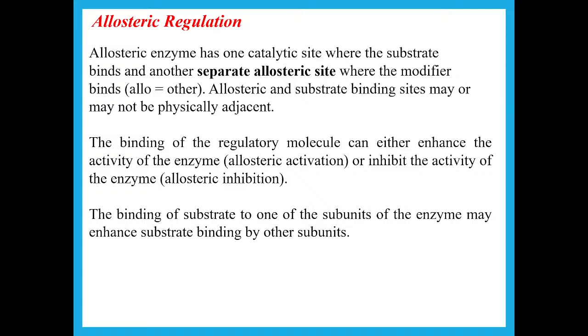Next comes allosteric regulation. Allo means what? What do you understand by the term allosteric? It is an enzyme that has one catalytic site where the substrate binds and another separate allosteric site where the modifier binds. Allo means other, remember that. It is like a seat that one person is already occupying, and another person can occupy some space in the same line or alignment. Here it happens like that. So the allosteric and substrate binding sites may or may not be physically adjacent, which is important.